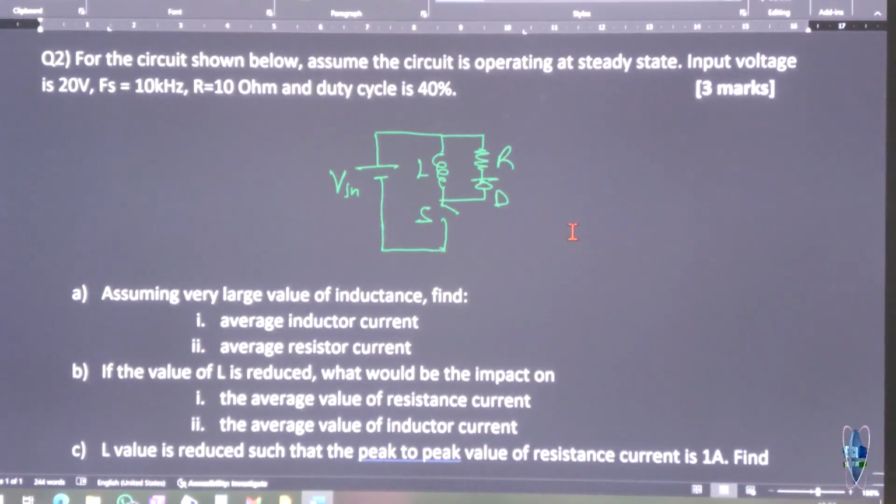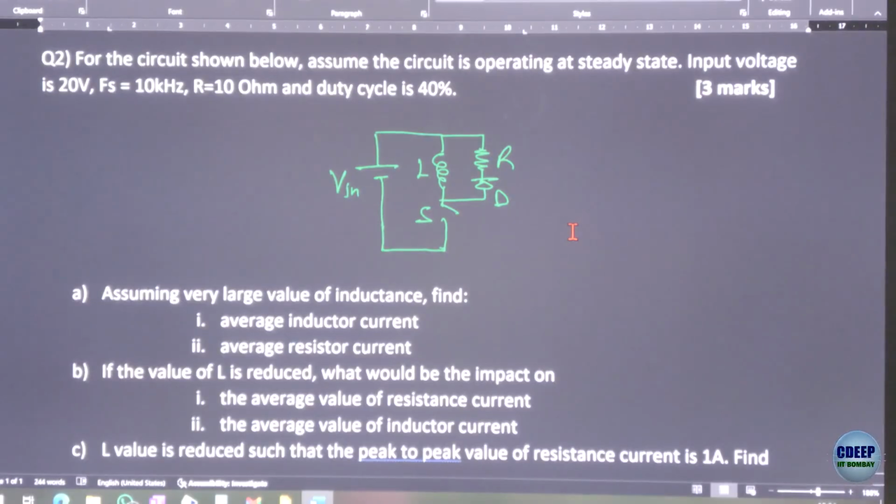So it's a circuit which again looks like a buck boost only. Only thing is at the output, instead of the cap you have just a resistance now, right? But it's similar to buck boost because when the switch is on you are transferring energy from the input source to the inductor. When the switch is off, that energy is getting transferred from the inductor to the resistance.